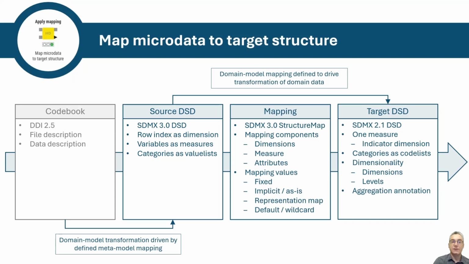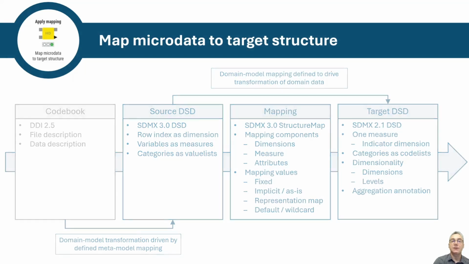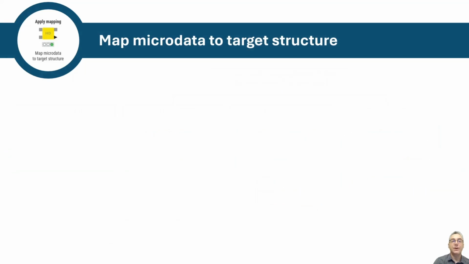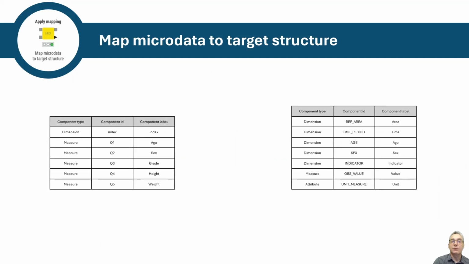To illustrate the mapping, let's consider an example. Suppose we have a source data structure with a row index and several variables corresponding to survey questions, along with a target structure comprising a series of dimensions and one measure. Different types of mappings can be applied.